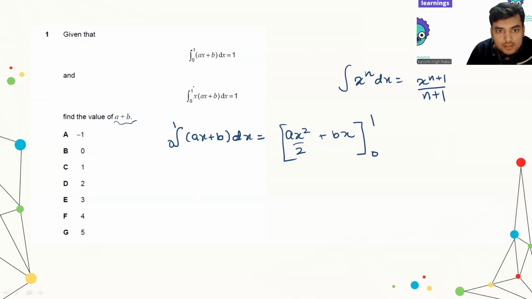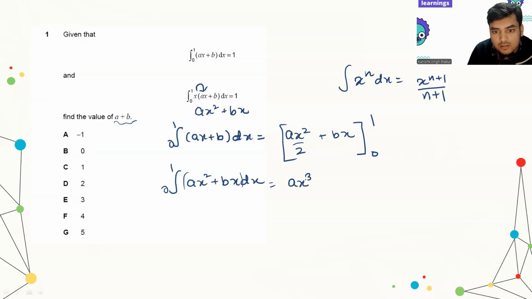Same way, if I do it, this x will be multiplied inside and this will become ax square plus bx, right? So actually you have to do the integration of ax square plus bx dx, isn't it? So this you'll get as ax cube over 3 plus bx square over 2, right? Now, since it's a definite integration, obviously you won't be getting any constant. These both are for 0 to 1.